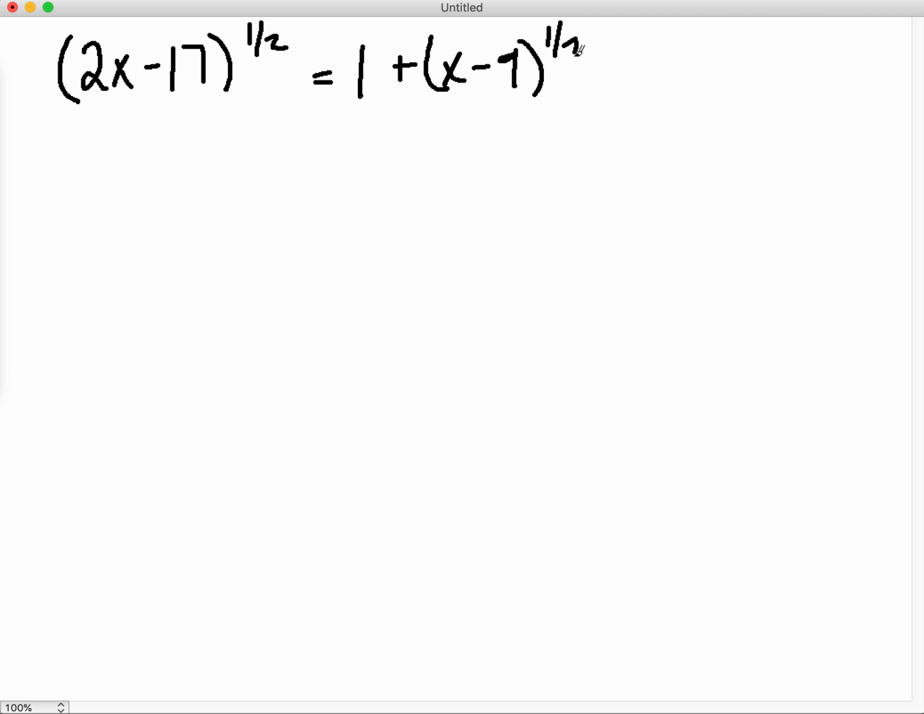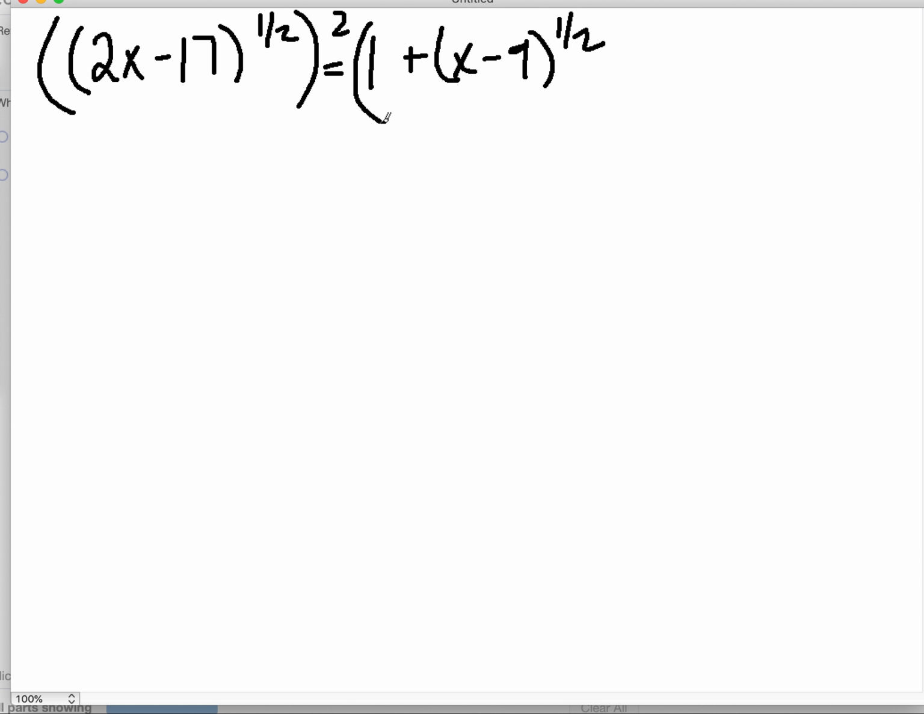A couple of places people start to make mistakes is they want to combine the two roots, but they're not alike because I have 2x minus 17 and x minus 9. So I can't do that. So what I'm going to do is I'm going to square both sides. But it's going to be a little bit problematic because I have that 1 plus.